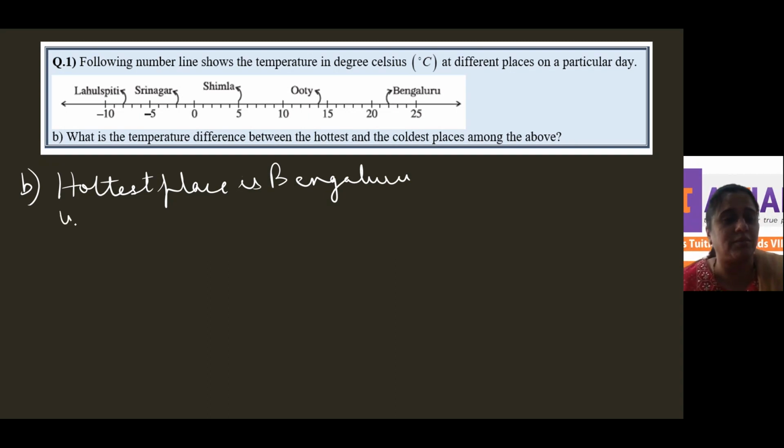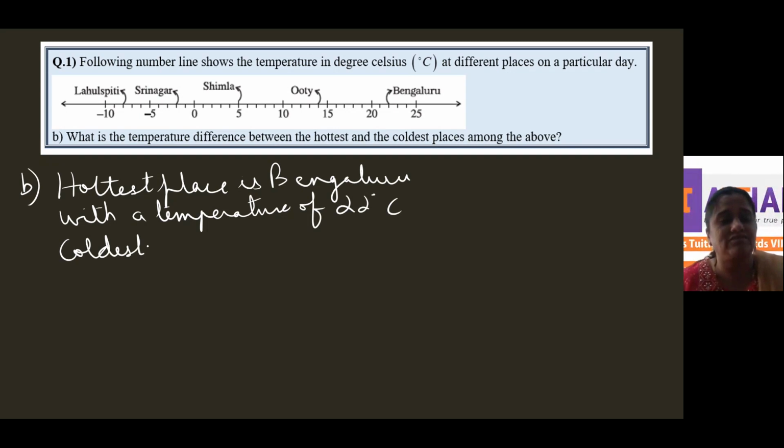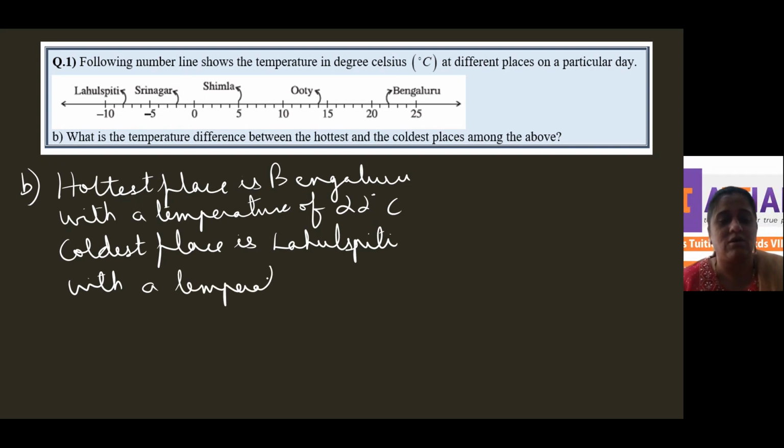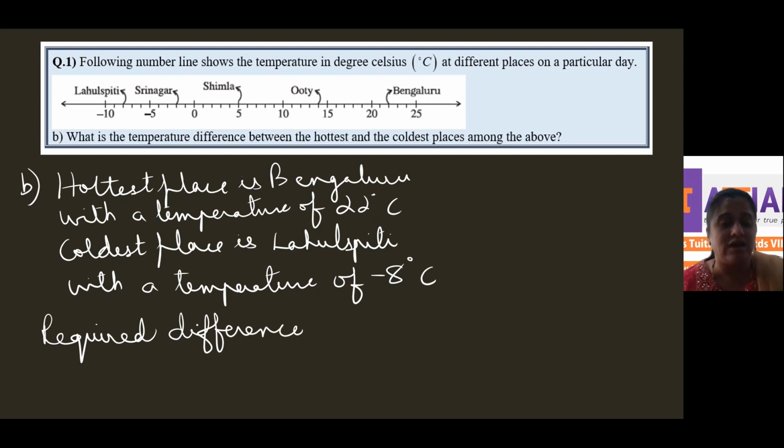The hottest place is Bengaluru with a temperature of 22 degrees Celsius. Coldest place is Lahul Spiti with a temperature of -8 degrees Celsius. Now you need to find the difference. So you should write required difference. See how you should write it. Watch carefully. Write the two temperatures.